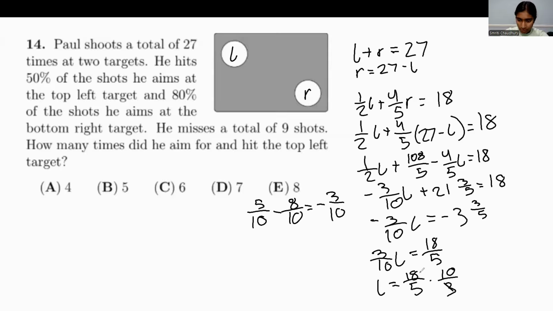And here we can cancel this out, leaving 6, and this leaving 2. So that means that L equals 12. So he made, or at least he aimed, 12 shots at the left target, but he only made 50% of them. So half into 12 is 6. So he aimed 12, but he made 6 shots for the left target, making our answer 6.